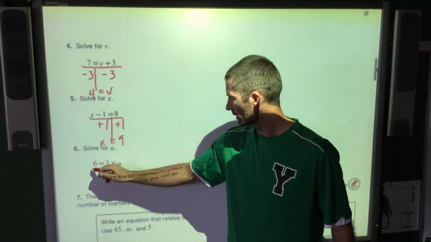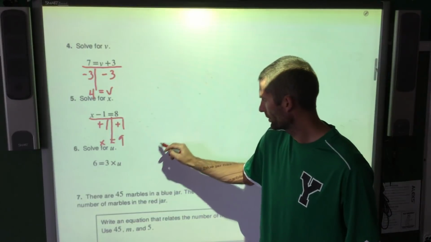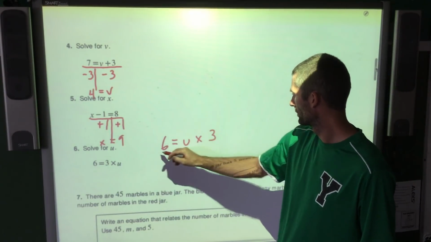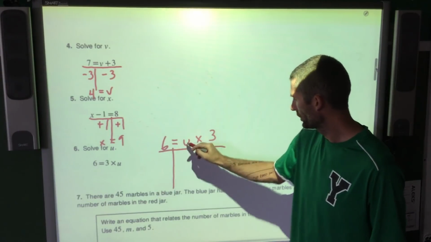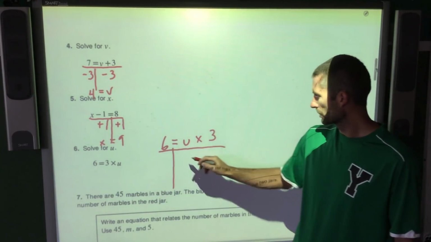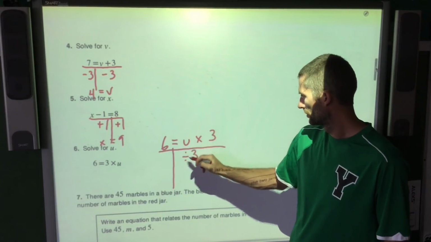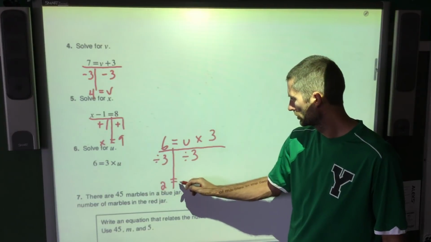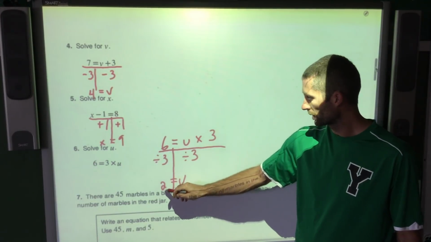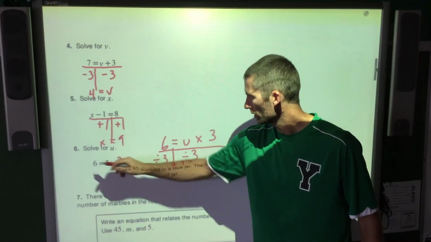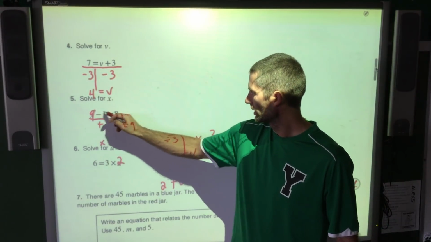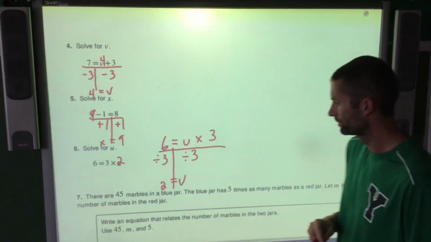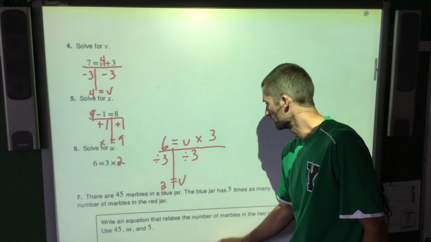9. Next, 6 equals 3 times u. Instead of 3 times u, I'm going to change it to 6 equals u times 3. We want to isolate our u. So the inverse of multiplication is division. 6 divided by 3 is 2. 2 equals u. And again, we want to plug these in to make sure they work. 3 times 2 is 6. 9 minus 1 is 8. 4 plus 3 is 7. Okay.